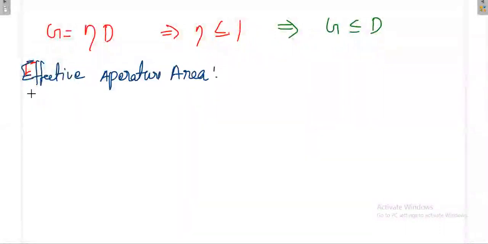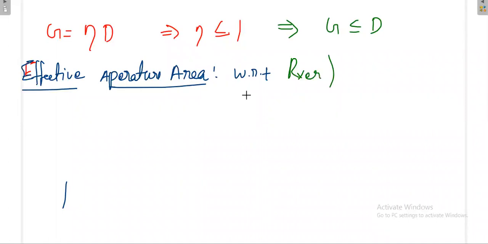Okay, with the effective aperture area itself, we will close because I think 5 minutes is there. Okay, so now, this is always with respect to the receiver, sir. You have to be very clear about this. Effective aperture area means always with respect to the receiver.